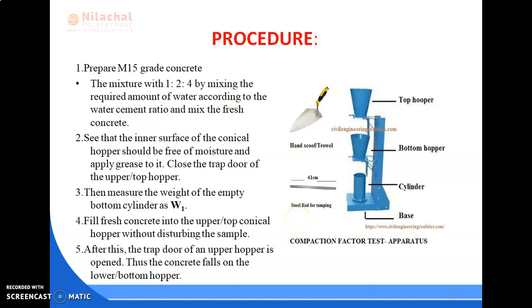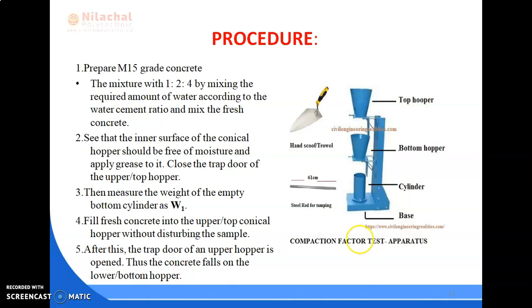So the sample of concrete, that means the fresh concrete which we prepared to be tested, is placed in the upper hopper up to the brim, and the trap door is opened so that the concrete falls into the lower hopper or bottom hopper. Then the trap door of lower hopper is opened and the concrete is allowed to fall into the cylinder, and then the excess concrete remaining above the top level of cylinder is cut off with the help of plane blades, and the net weight of concrete in cylindrical mold is taken.